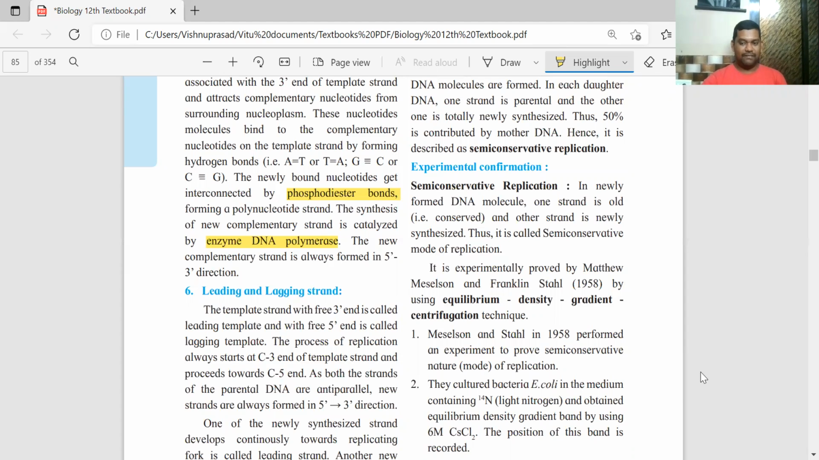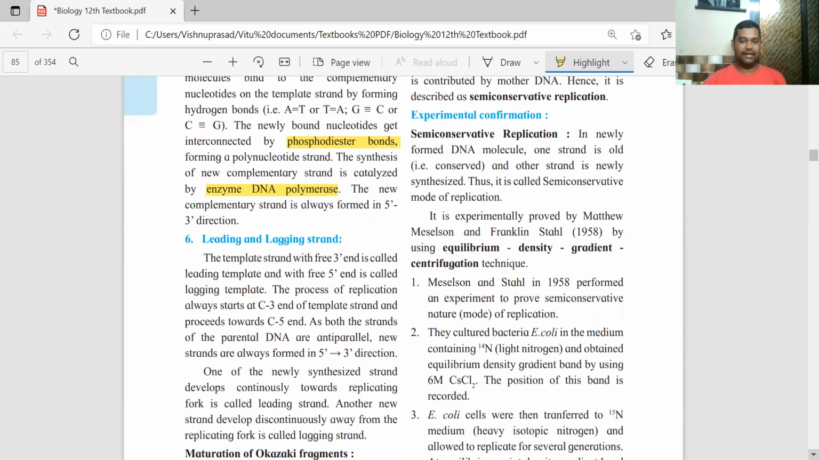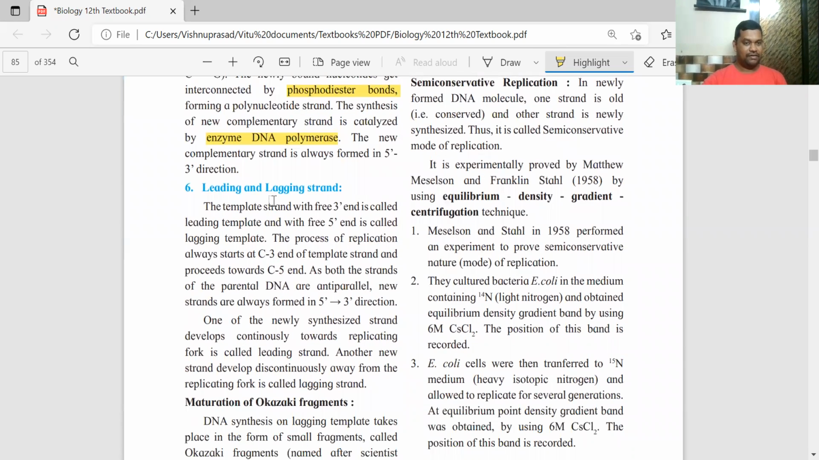Going back to the lagging and the leading template: the new strand formed on the leading template will be the leading strand. The new strand formed on the lagging template will be the lagging strand. It always starts at the 3 prime end of the template strand.